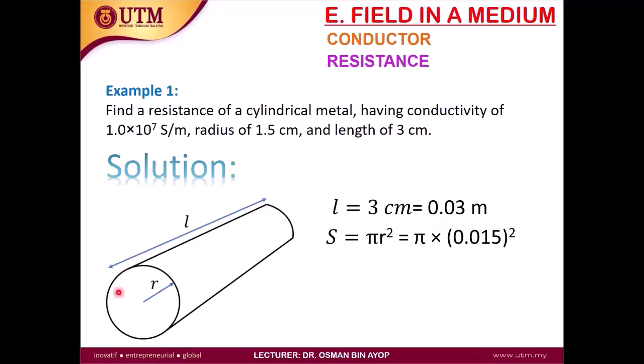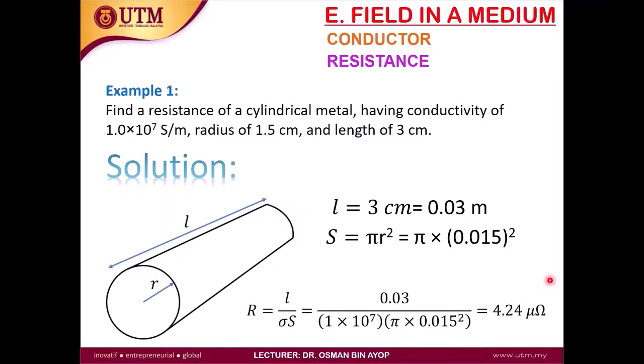and the cross-section area S equal to pi r squared, equal to pi multiplied by 0.015 squared. Because our radius is 1.5 cm, we have to convert to meter. And we have to insert into our formula. So R equal to L divided by sigma S, and our final answer will be 4.24 micro ohm.